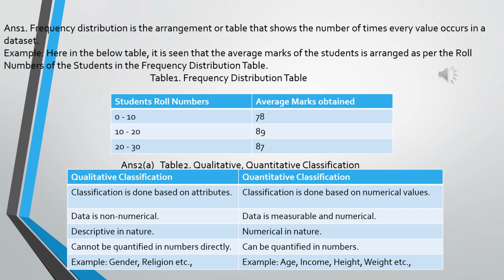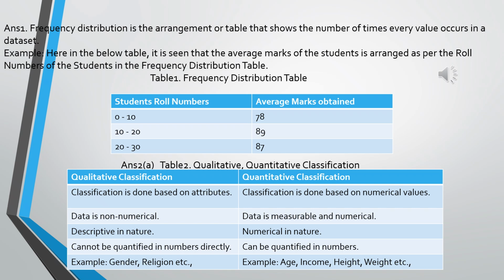Now for the next answer, which is distinguish between qualitative and quantitative classifications. Qualitative classification is done based on attributes, and quantitative is done based on numerical values. The data is non-numerical in case of qualitative because it is for attributes or characteristics, and for quantitative the data is measurable and numerical. Next, qualitative classification is descriptive, while quantitative is numerical in nature.